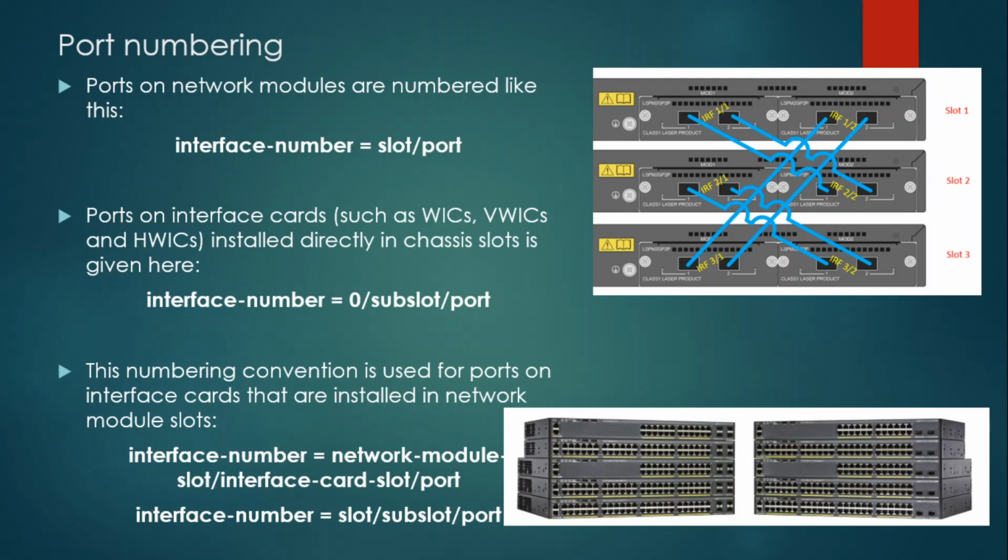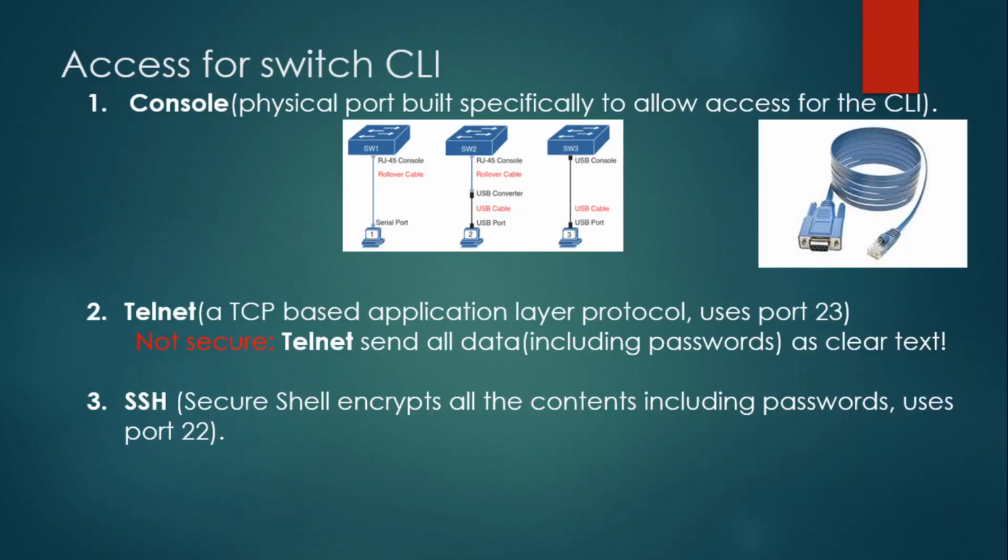But how do we access the switch CLI, the command line interface? We have the console, a physical port which is built to allow access to the CLI. As you can see from the images, this is the console cable and how it is connected, with a VGA-style connector on the male part, and the female part is the RJ45, registered jack 45.